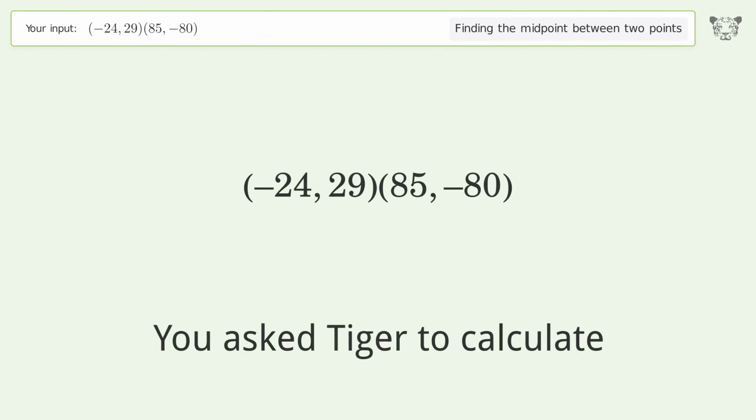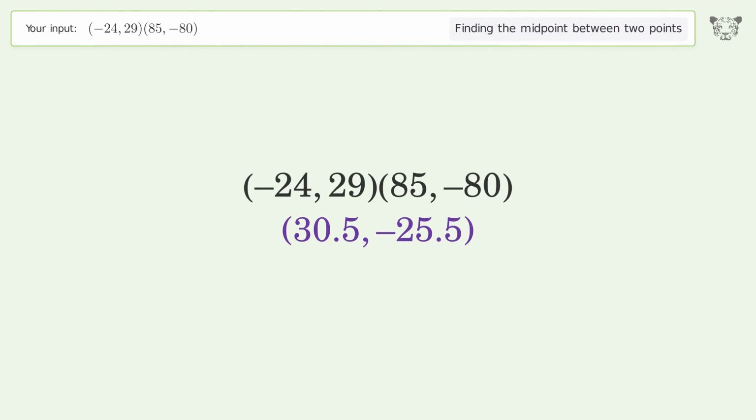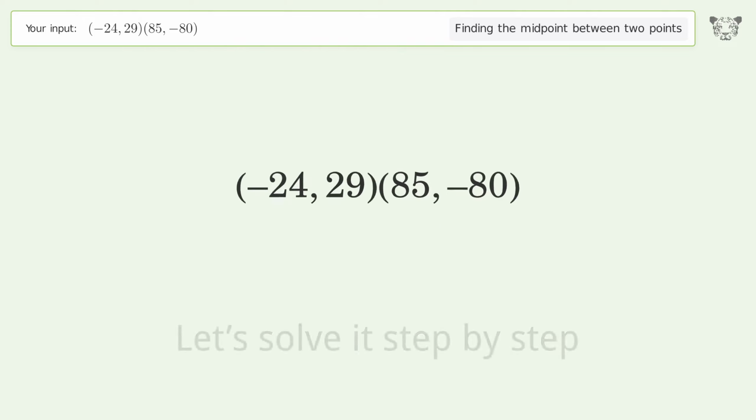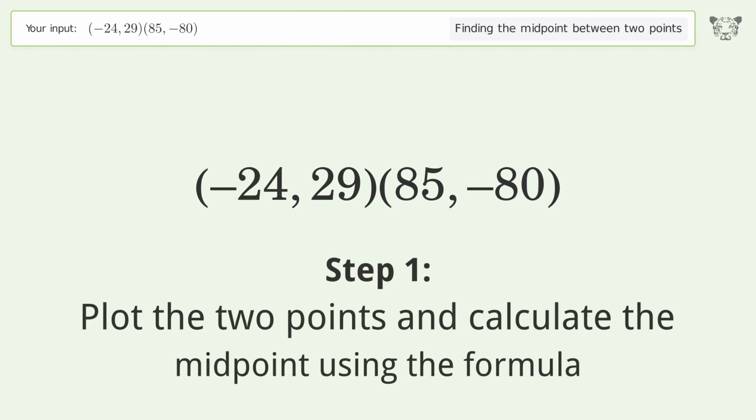You ask Tiger to calculate. This deals with finding the midpoint between 2 points. The midpoint between the 2 points is 30.5, negative 25.5. Let's solve it step by step. Plot the 2 points and calculate the midpoint using the formula.